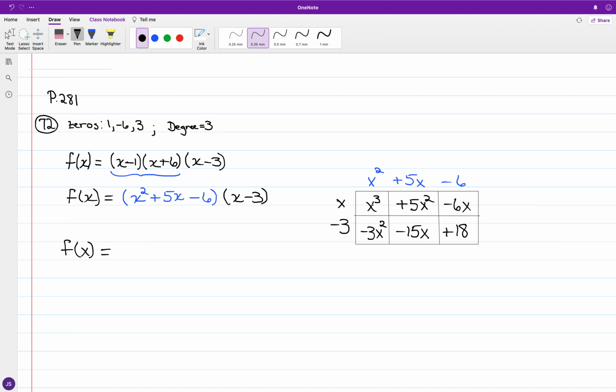So combining, x cubed is the only third order term. And then in second order, we have negative 3x squared plus 5x squared, so that will form 2x squared. And then for the first order terms in x, I have negative 15x and a minus 6x, so this will be a negative 21x. And finally I have plus 18.